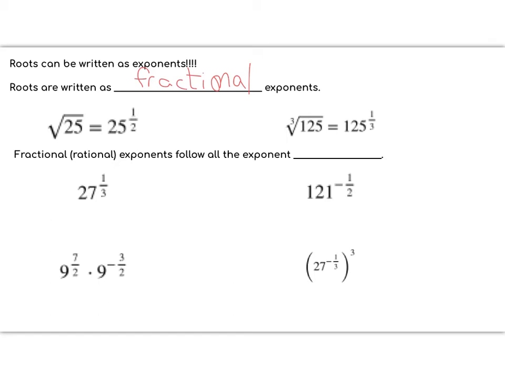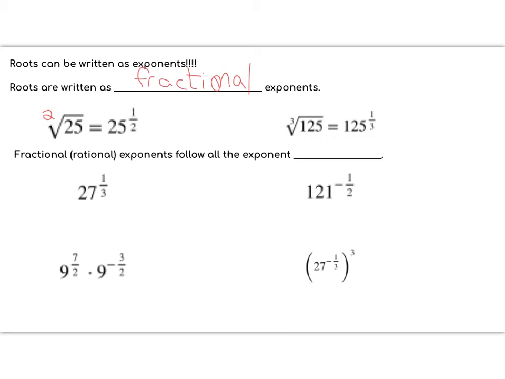If I have the square root of 25, remember the index here is a 2, even though we don't write it. I can write that as 25 to the 1/2 power. So the 1/2 power means the square root of that number. If I have the cube root of a number, notice my index is a 3. So the cube root of 125 can be written as 125 to the 1/3. So if you see a fractional exponent, that means we're dealing with the roots.